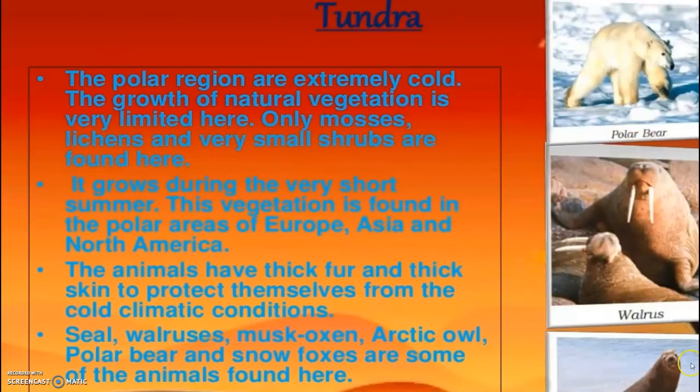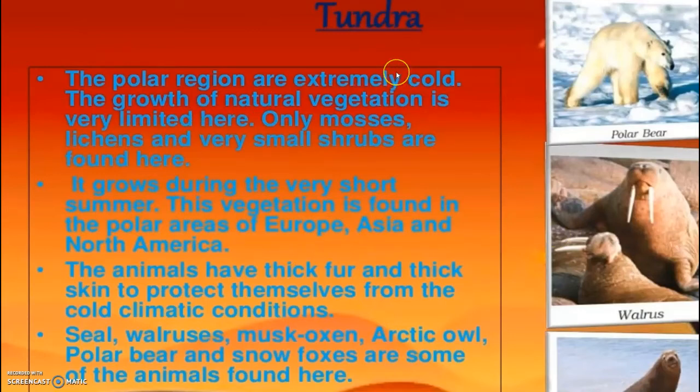So look at this picture, children. These animals have thick fur. This polar bear has thick fur and thick skin in order to protect itself from the cold climatic conditions. This is a walrus, and these animals have thick fur and thick skin to protect themselves from the cold climatic conditions. This is a speciality of tundra vegetation.